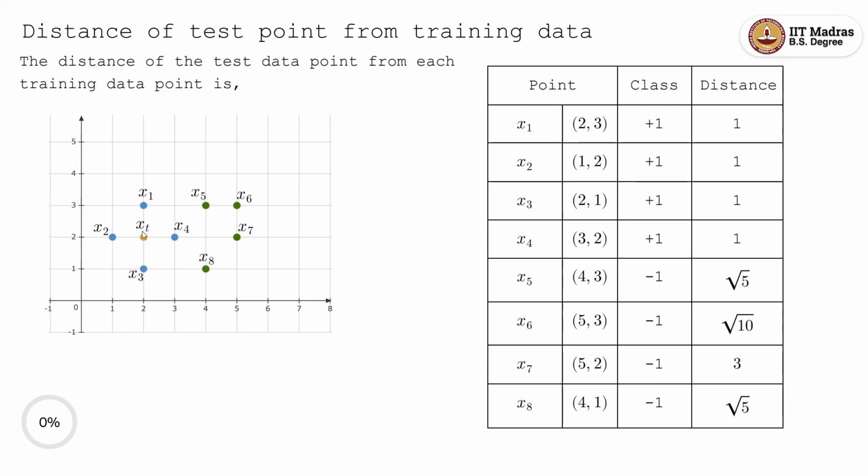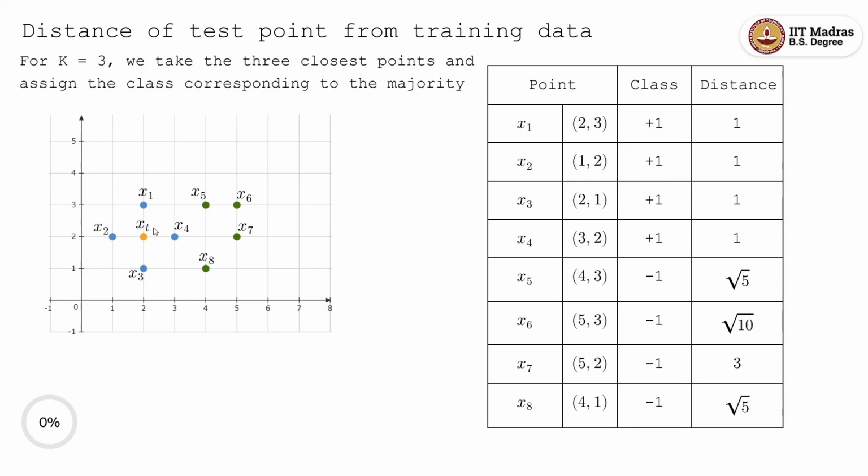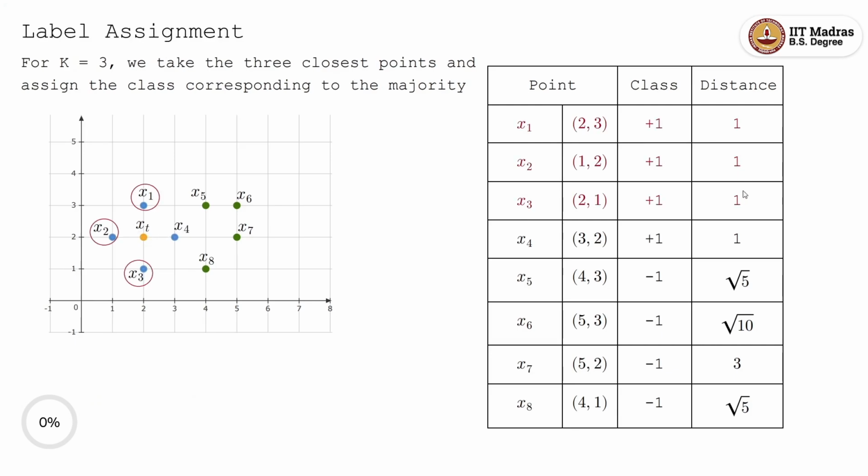So now, depending on the value of k, we then take the majority label of the nearest neighbors and assign that label for this test point. So if we take the case of k equal to 3, we have to take the 3 closest points to this. So from this table, we see that there are actually 4 points all with a distance of 1. But we can take any of these 3, and in this example, we have taken x1, x2, and x3, and all 3 of them have a label of +1, and therefore the majority being +1, the same label is assigned to xt, that is our test point.